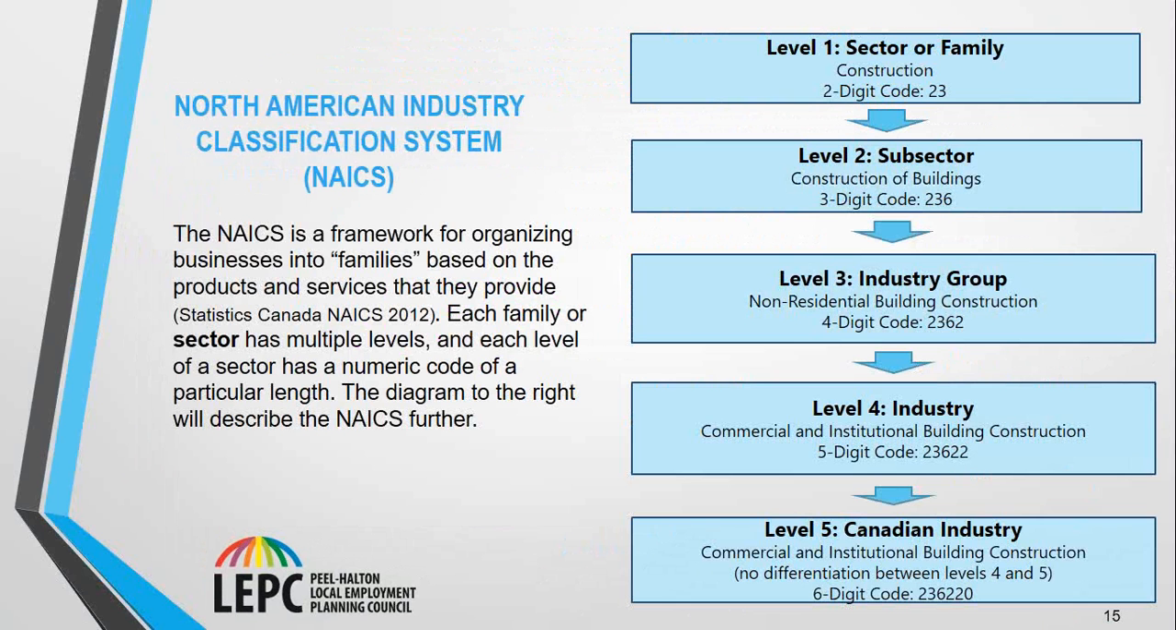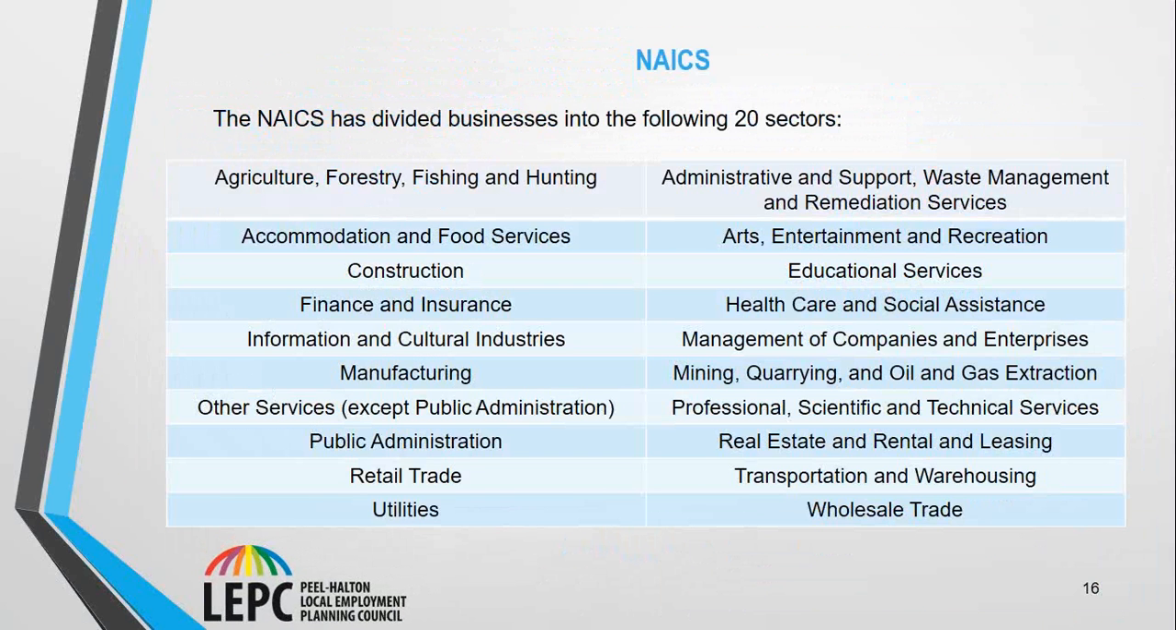Our next topic is industry classification. The North American industry classification system is used to organize businesses into families that provide similar services. Each family is a multi-level sector, with level 1 being the most general category and level 5 being the most specific category. There are 20 sectors in the North American industry classification system. For example, construction and professional, scientific, and technical services. Think bookkeepers, engineers, and researchers.